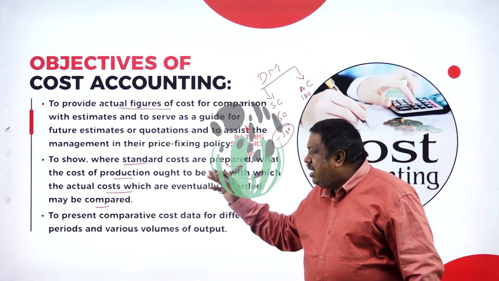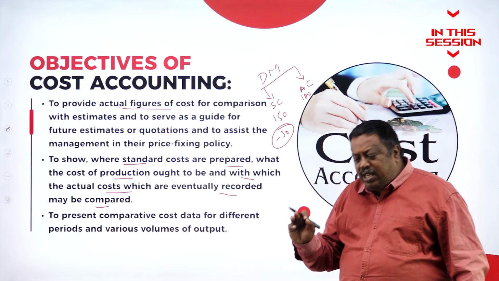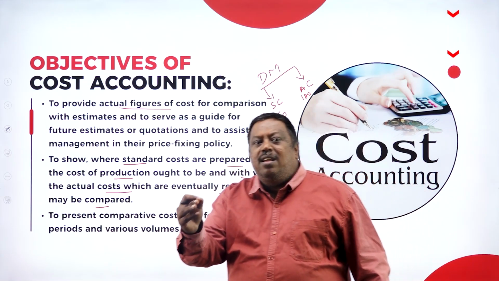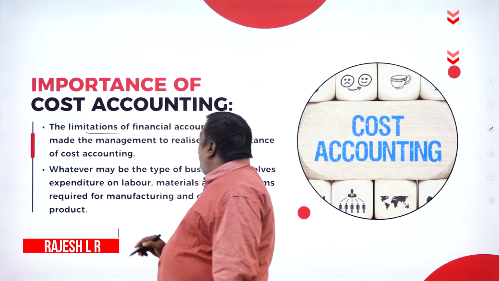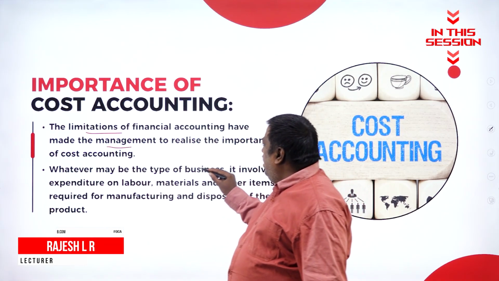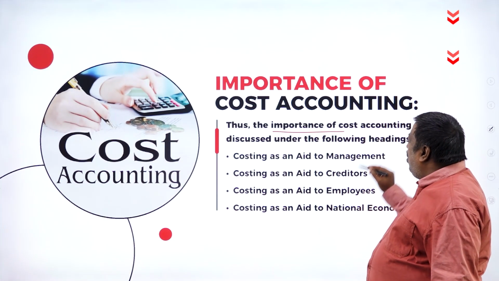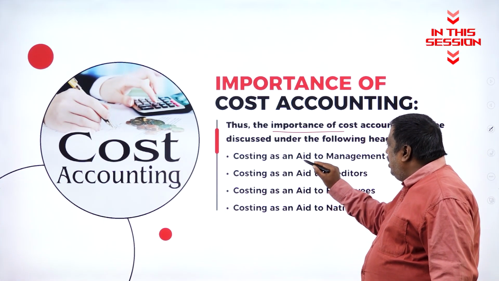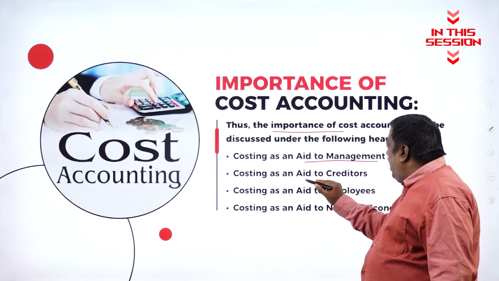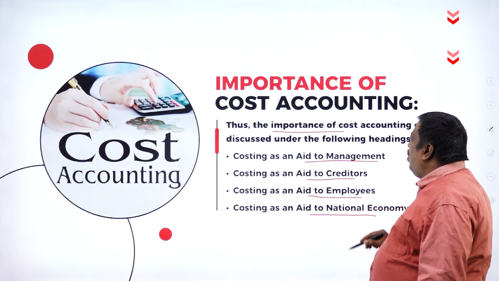Actual cost incurred, and we can make the proper comparison. Then we can take the right steps in the business. The limitations of financial accounting have made management realize the importance of cost accounting. The importance of cost has been divided into four concepts: aid to management, aid to creditors, aid to employees, and aid to national economy.